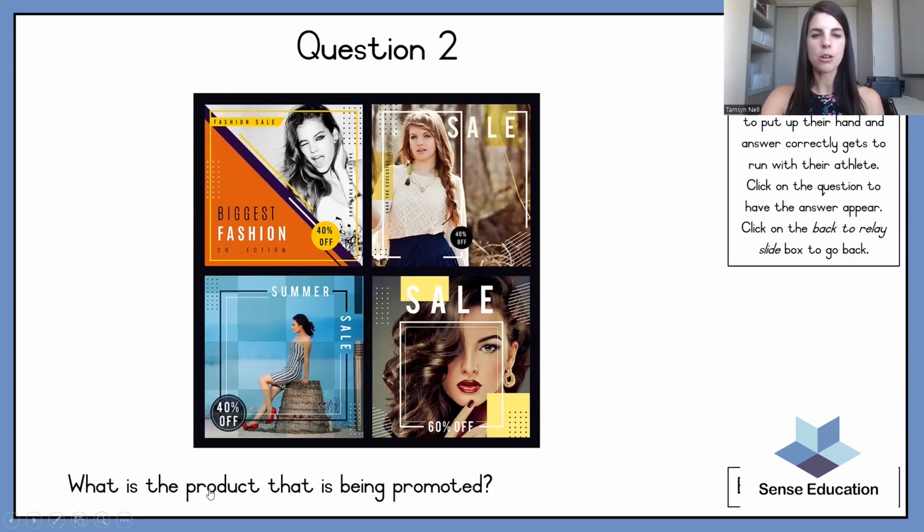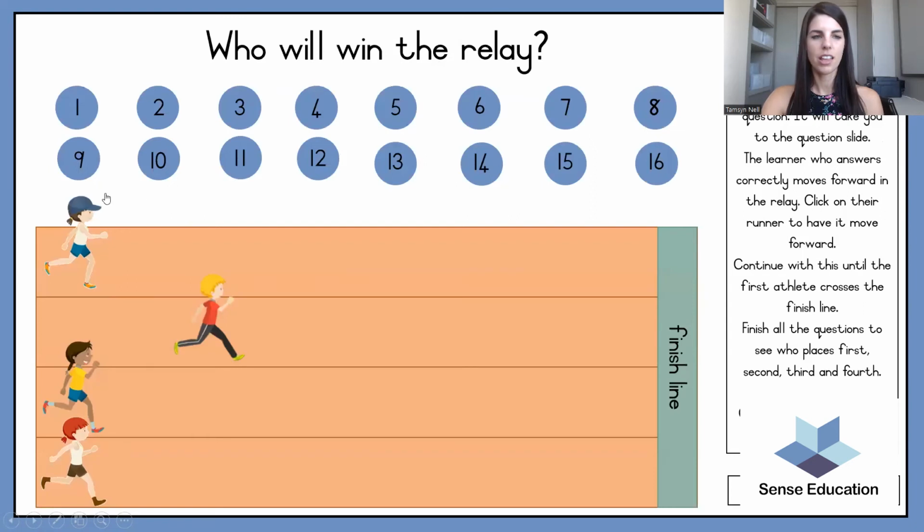Number two, what is the product that is being promoted? What is being promoted? Yeah, have a look. It says sale everywhere. What else does it say? Women's fashion. Excellent. Clothing. And I'm going to move this girl forward. Number three.